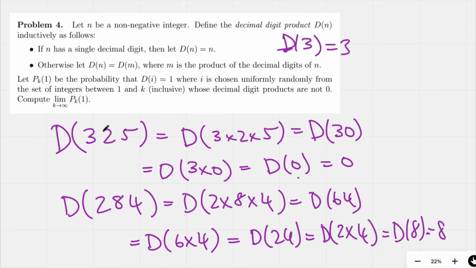Okay, so I'll give you a moment to digest this problem, and if you want, pause the video now and give it a go for yourself, and I'm going to dive straight into a solution.